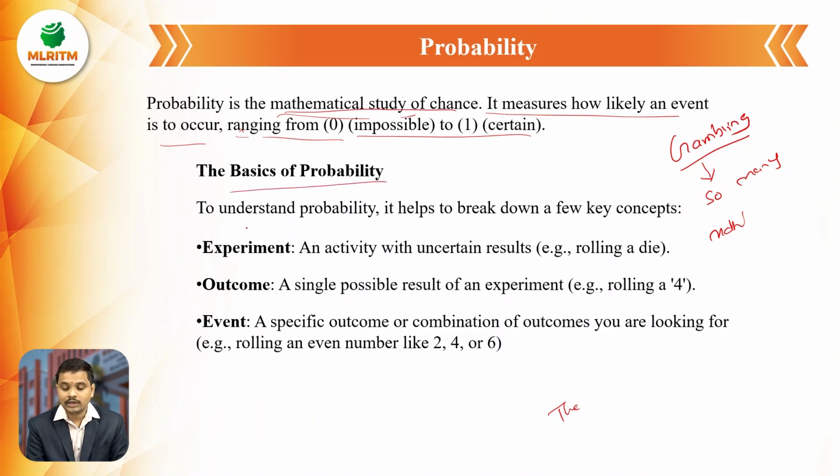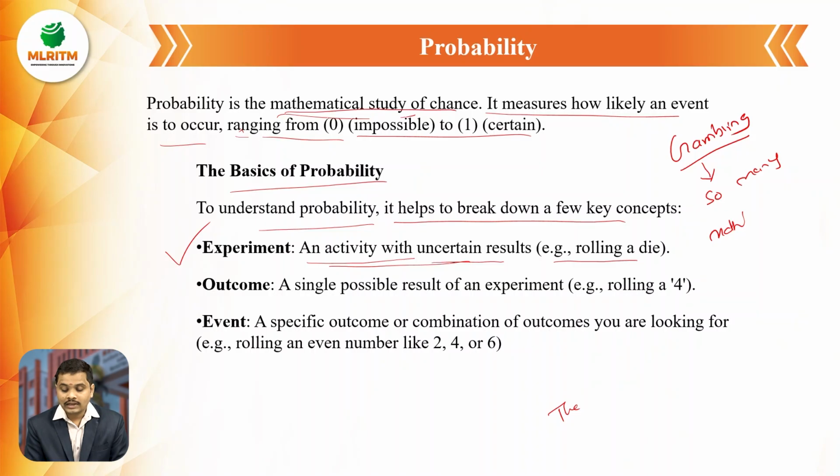To understand the basics of probability, it helps to break down a few key concepts. First is an experiment, an activity with an uncertain result. For example, rolling a die. The die has 6 faces, with 1 opposite 6, 2 opposite 4, and 5 opposite 3. If you throw that die, it is a random process. You don't know what will occur on the die. So it is an activity with an uncertain result.